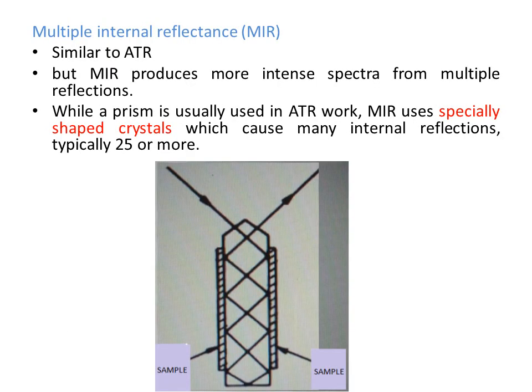Now, multiple internal reflectance is also abbreviated as MIR. It is similar to ATR, but the difference is that you have a specially shaped crystal wherein more internal reflections will take place, typically 25 or more. So you can see here a specially designed crystal. This is your incoming radiation. It strikes and again travels into your material with high refractive index.